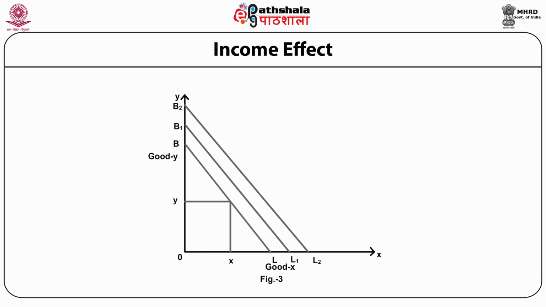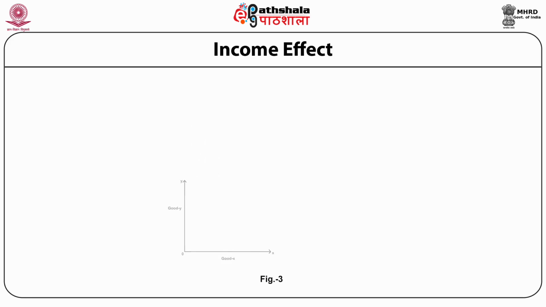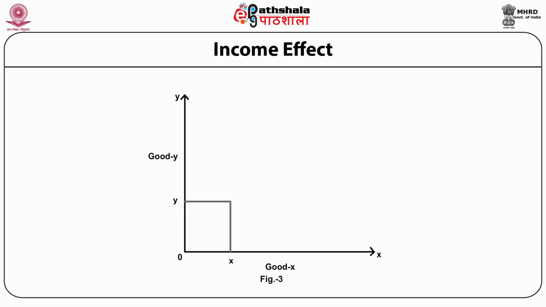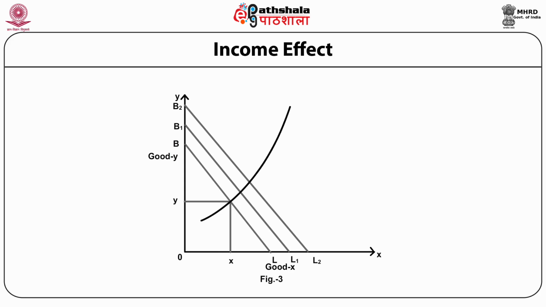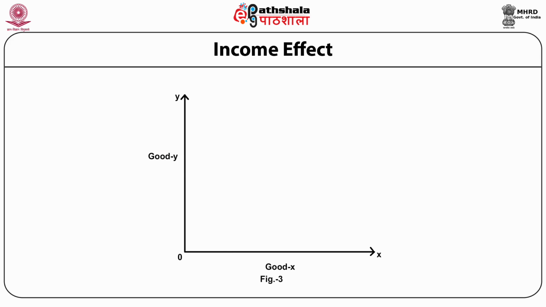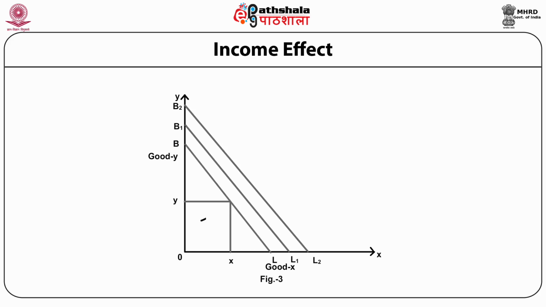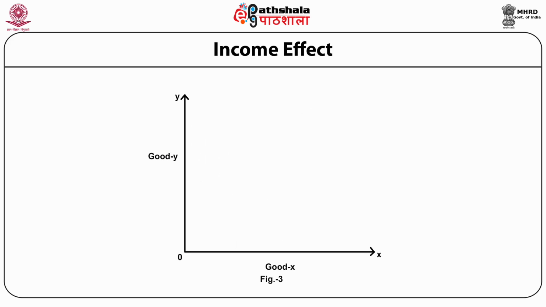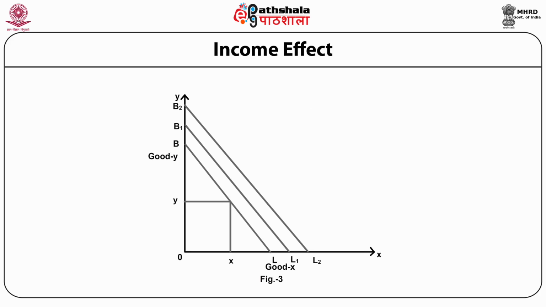So what will happen? In this case, the budget line will shift upward to B1L1 and a new consumer equilibrium is attained at point E2 with a new indifference curve, that is U2, where the consumer now consumes more of good X and more of good Y, that is OX1, OY1. Similarly, again, when the consumer's income increases, a new budget line, that is B2L2, is formed and a new consumer equilibrium is formed with a new indifference curve U3 at point E3. Here again, the consumer consumes more of good X and good Y.